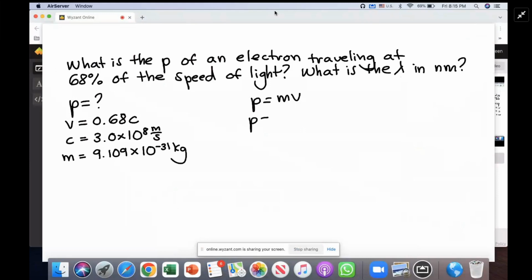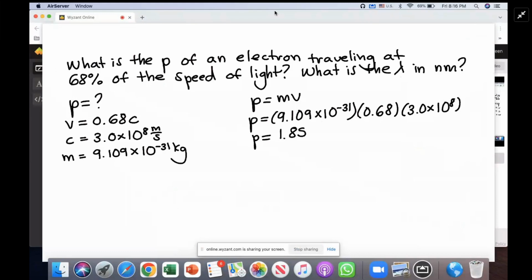So here we go. Momentum is the mass. We'll go ahead and type 9.109 times 10 to the minus 31. And the velocity is 0.68 the speed of light. And we break out our calculator and plug in those numbers, and we get to this value here. Now I'm going to go ahead and write out all of the digits, and then we will round to sig figs.